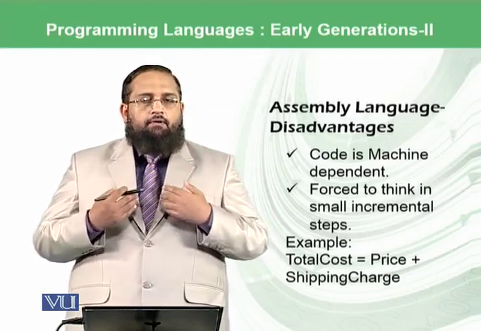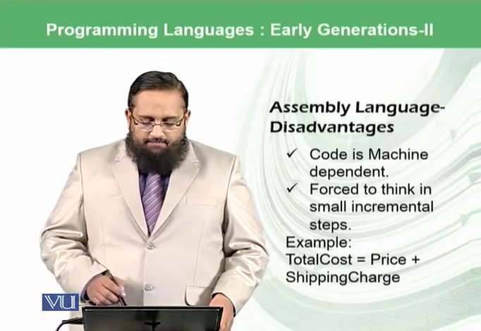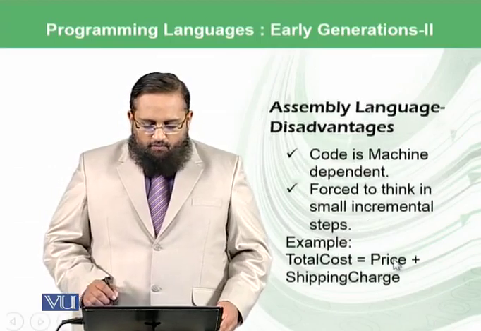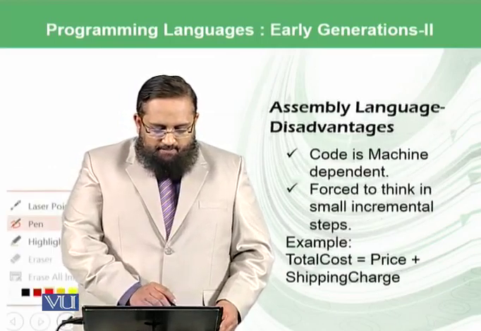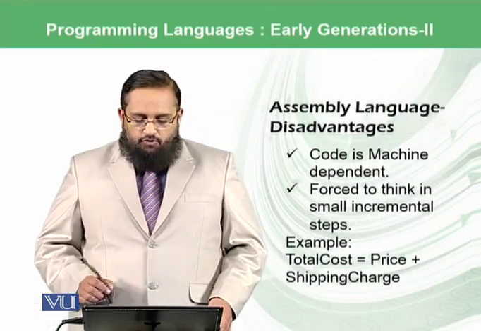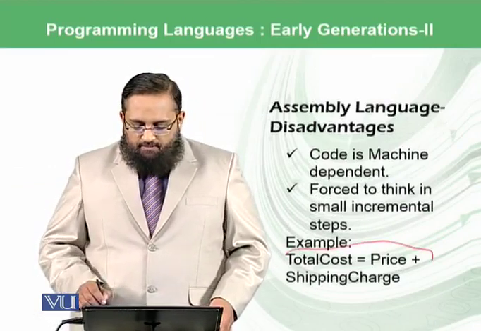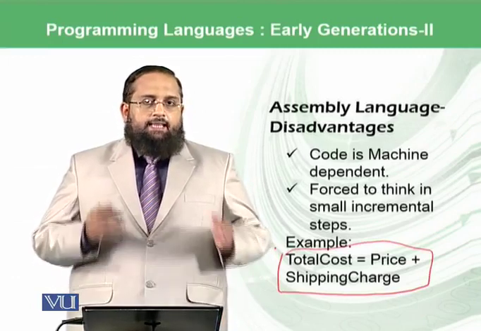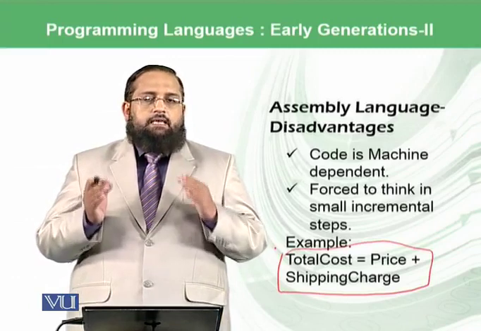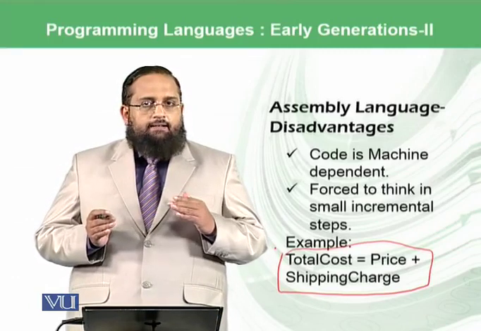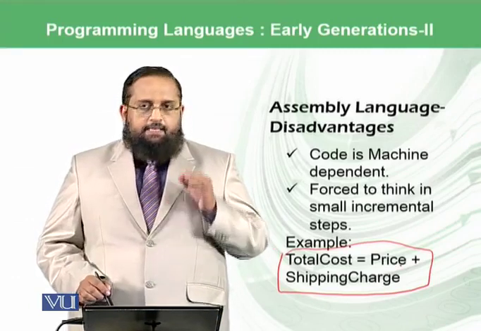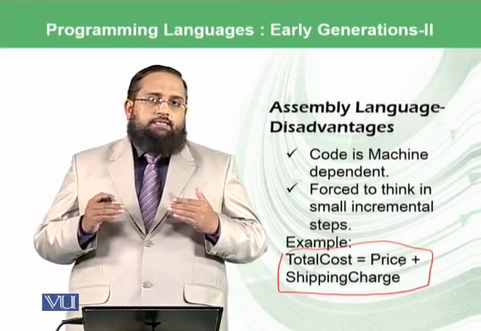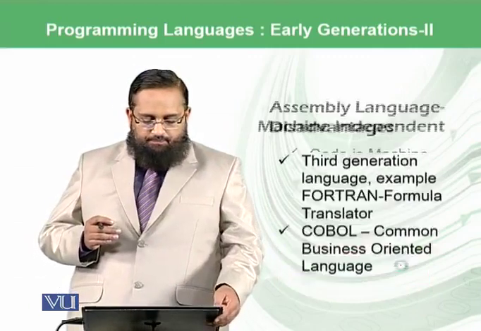However, humans really like to write something like this: total cost is equal to price plus shipping charge. Such information users normally want to write. And then there is a need for some translator that could translate this one single step into those 5 steps which we have discussed in the previous slides.